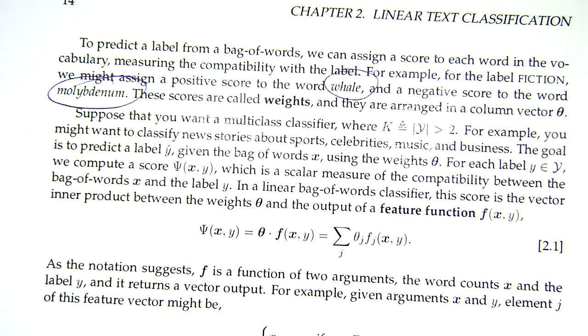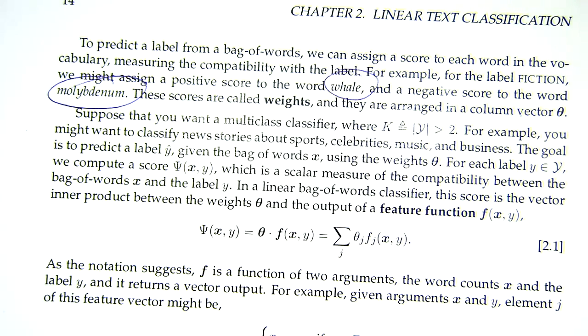So if we're trying to classify a document as being related to fiction versus something else, in this case, chemistry, for instance, we would expect the presence of the word whale to be more closely associated with fiction and the presence of this other word to be more associated with chemistry.